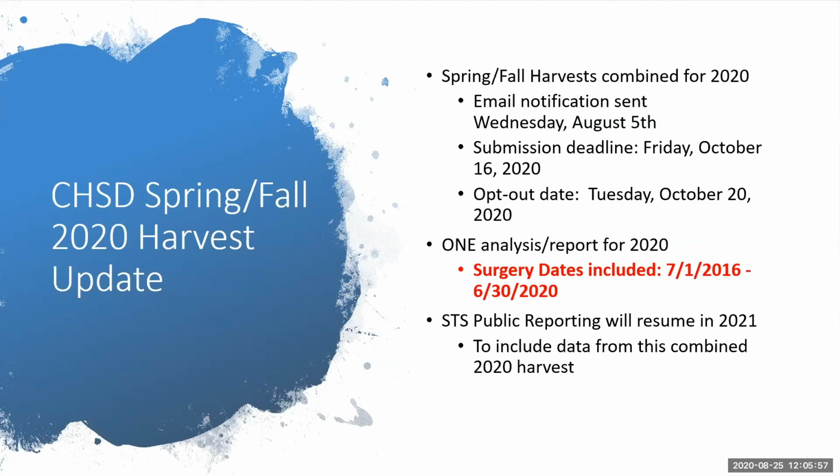The submission deadline for this current harvest is set for Friday, October the 16th, and the last date to opt out of this harvest is scheduled for Tuesday, October the 20th. For our public reporting, it will resume in 2021 and will include data from this 2020 harvest. The public reporting task force and surgeon leaders are working to enhance the STS public reporting website for 2021. So please stay tuned for additional public reporting updates, and information will be coming soon.